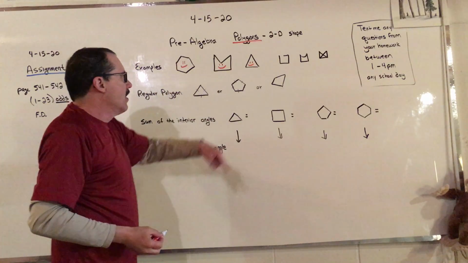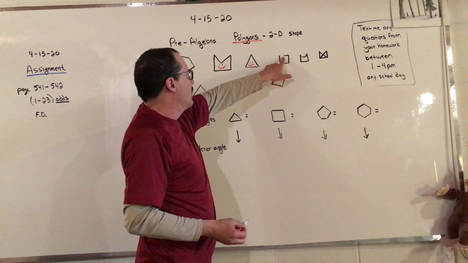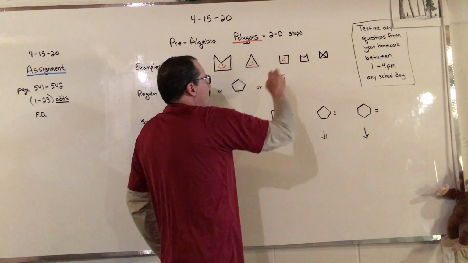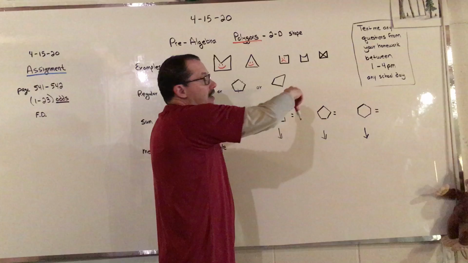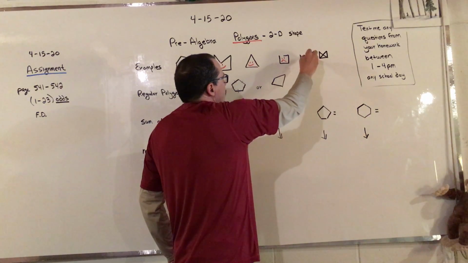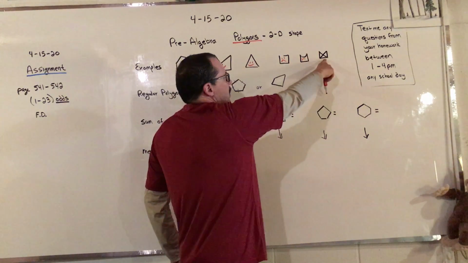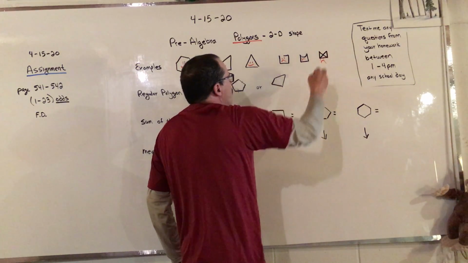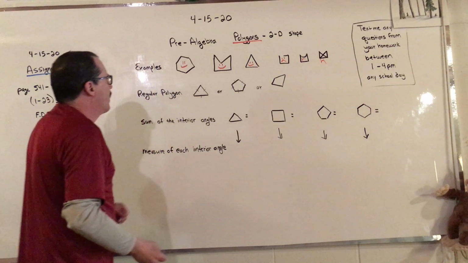Those are all polygons. Now when we get over here, this one doesn't meet all the way, so this one is not a polygon. This one has a curve in it like this. Nope, not a polygon. It has to have straight sides. This one has sides that cross like this, so this is a no as well. So there's an example of what polygons are.